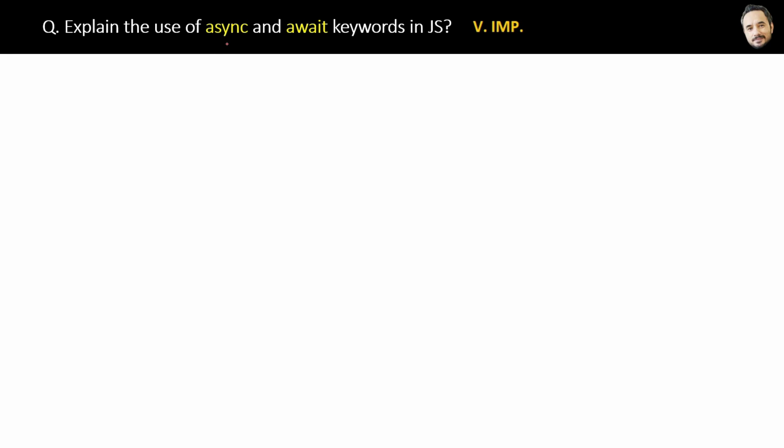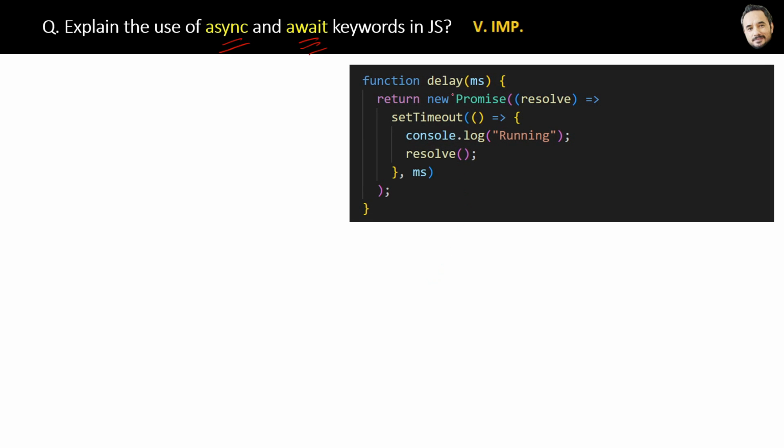Explain the use of the async and await keywords in JavaScript. It is very important to know the role of the async and await keywords in JavaScript. Okay, so here is the code where one function, delay, accepts millisecond time as a parameter and then returns a promise which is printing this running statement inside the code by the setTimeout asynchronous function. Now let's see the async await code.